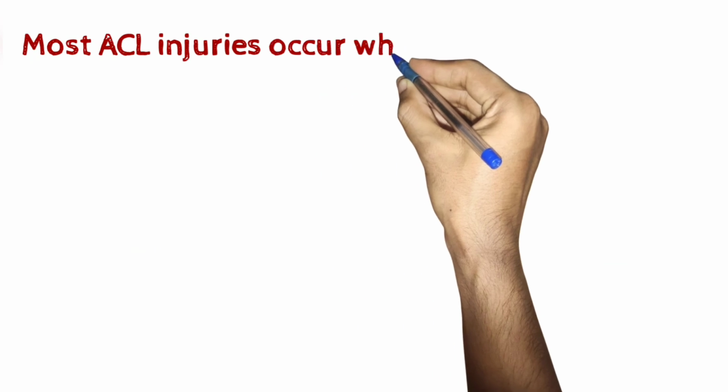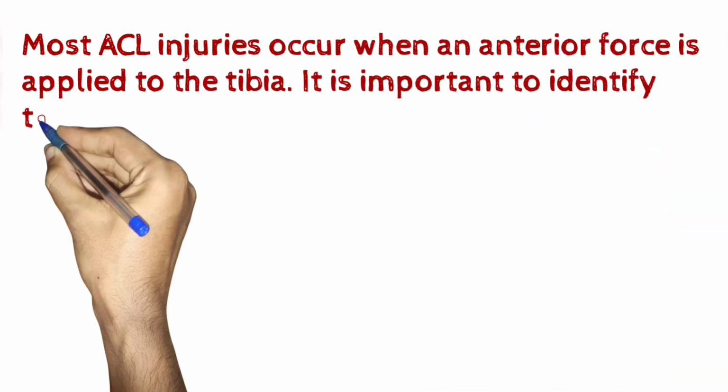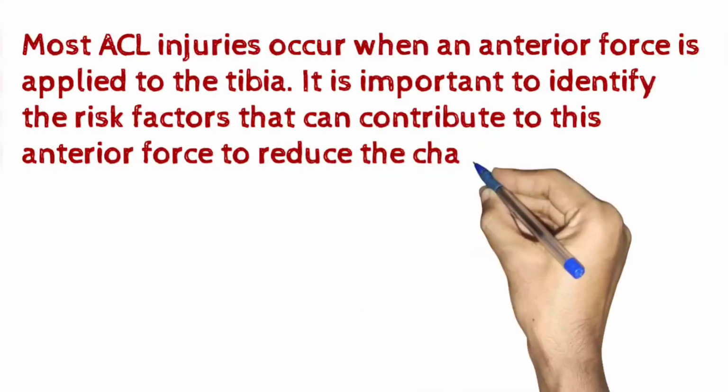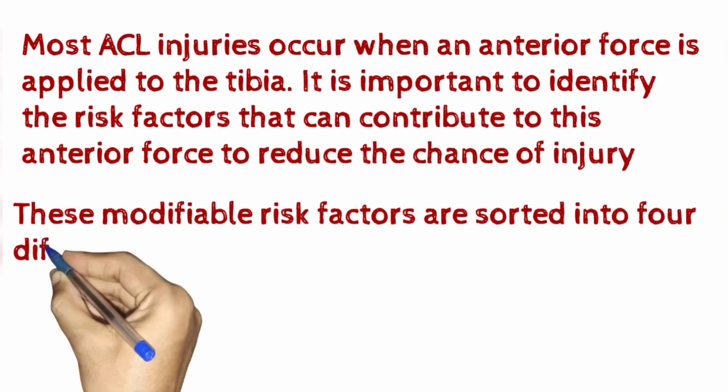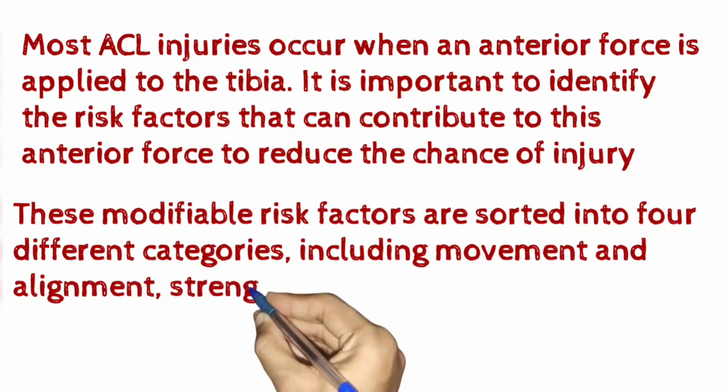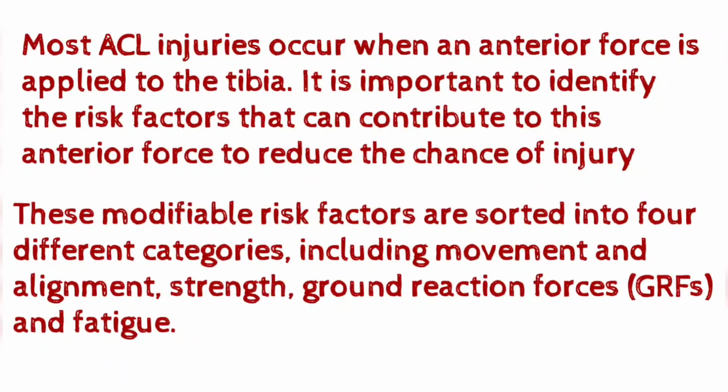Most ACL injuries occur when an anterior force is applied to the tibia. It is important to identify the risk factors that can contribute to this anterior force to reduce the chance of injury. These modifiable risk factors are sorted into 4 different categories, including movement and alignment, strength, ground reaction forces, GRFs, and fatigue.